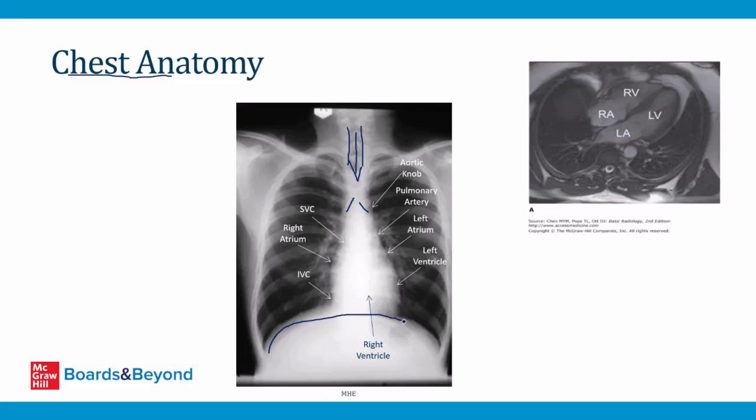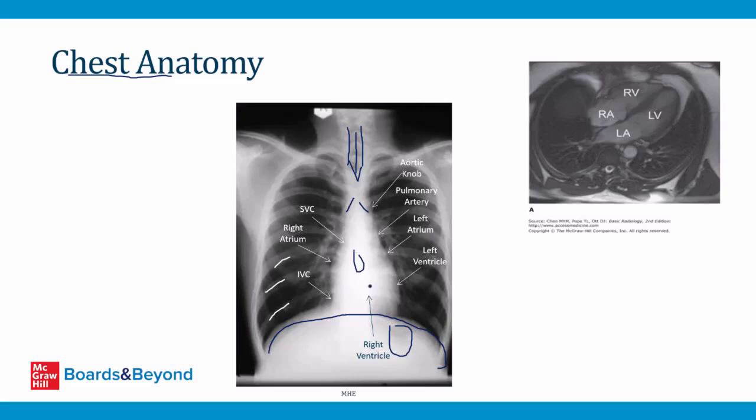Along the bottom here, we have the diaphragm, and you can see a little bubble here. That's air that is down inside of the stomach. And then here you can see the ribs climbing up into the chest. In the center of the chest, this white thing you see here is the heart and vascular structures.